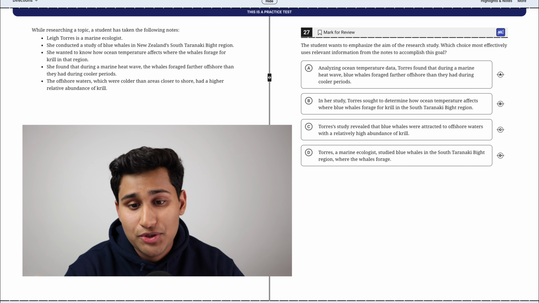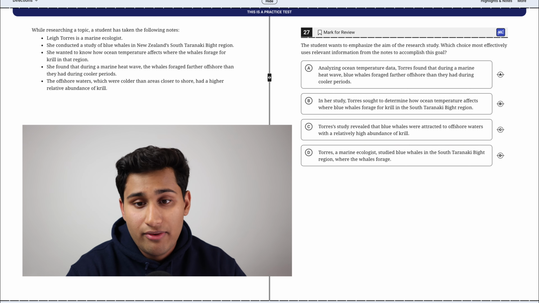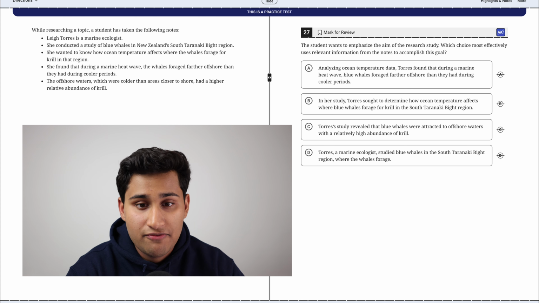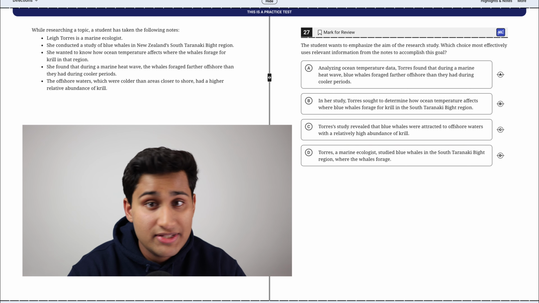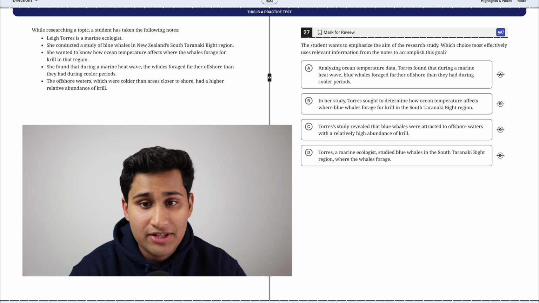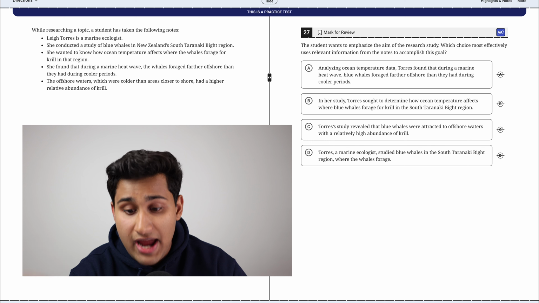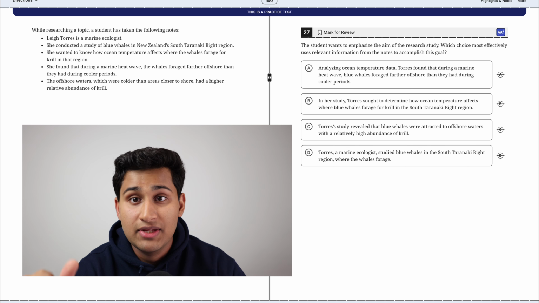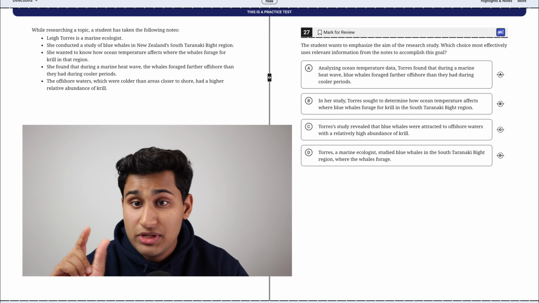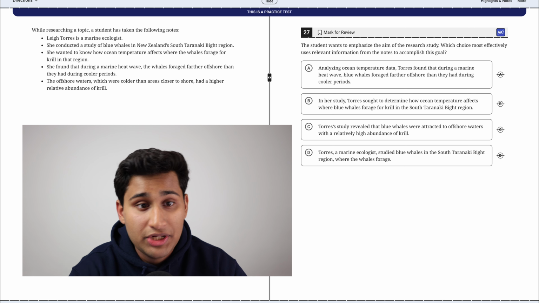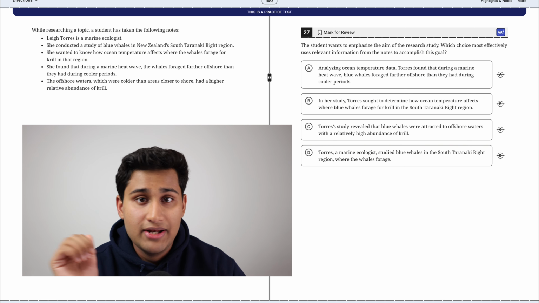And literally answer choice B says, in her study, Torres sought to determine how ocean temperature affects where blue whales forage for krill. That's literally what the third bullet point is. You don't have to read any more than that. That's your answer. Just make sure you understand the question. What is the question asking? Here it's for aim. The last question, it was for how something enables or functions. So make sure you're finding that key word in the question for these student research questions, and you should be able to knock those out of the park.